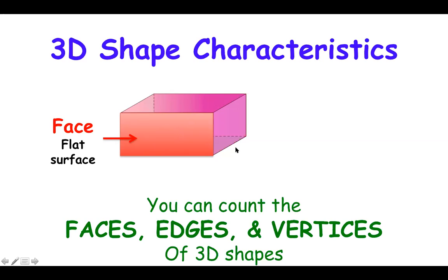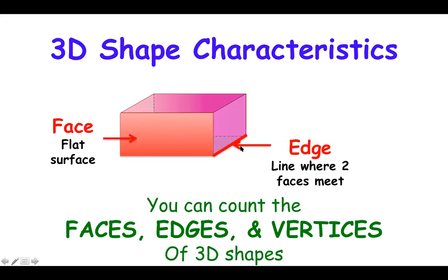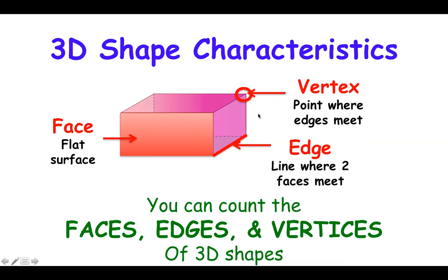The next characteristic is an edge. An edge is the line where two faces meet. So when two faces come together, it forms an edge. Many shapes have two faces, but they don't meet each other. The faces have to meet each other to form an edge. And the third characteristic is the corner or the vertex. The vertex is the point where the edges meet. So when many edges come together and form that point or corner, that point is called a vertex.